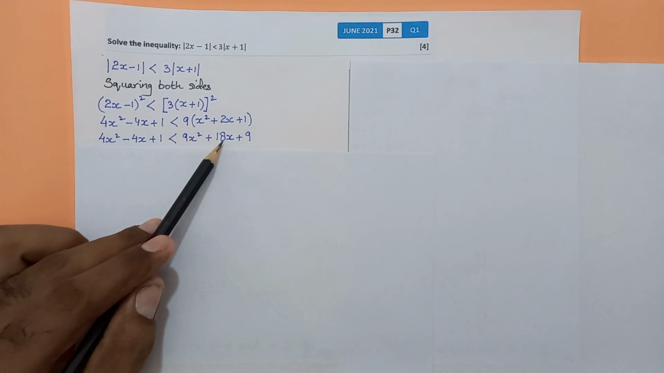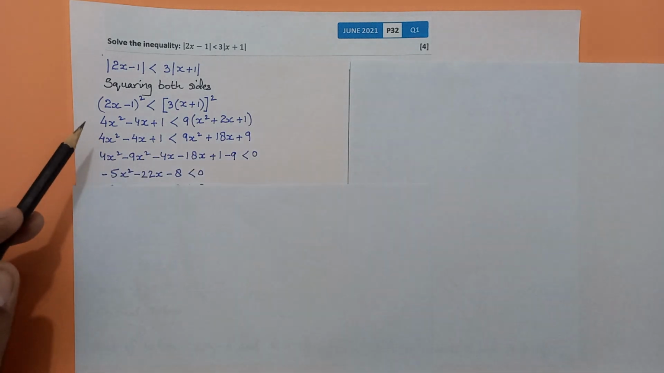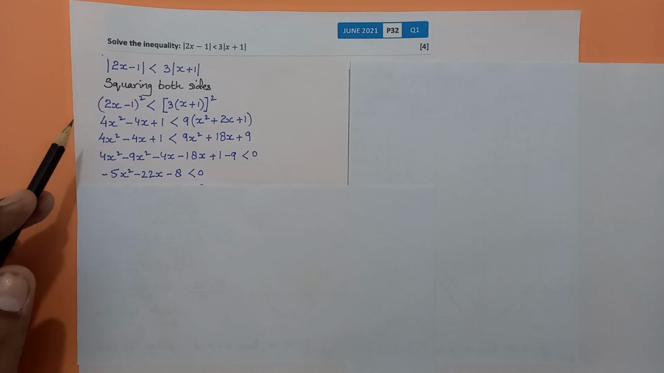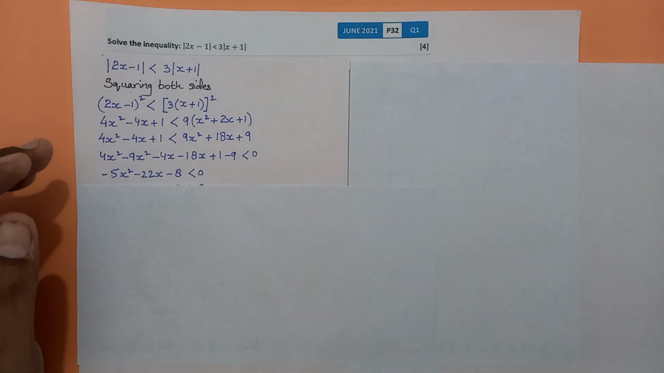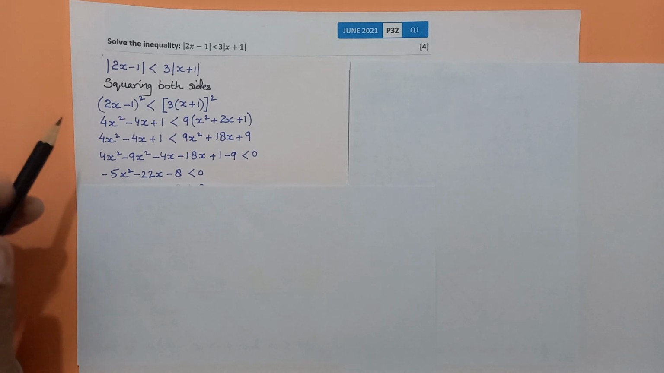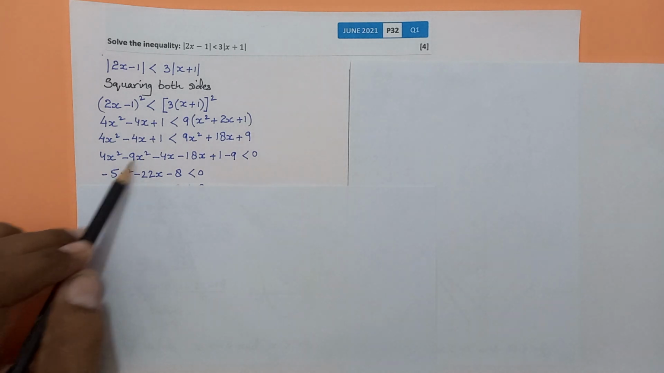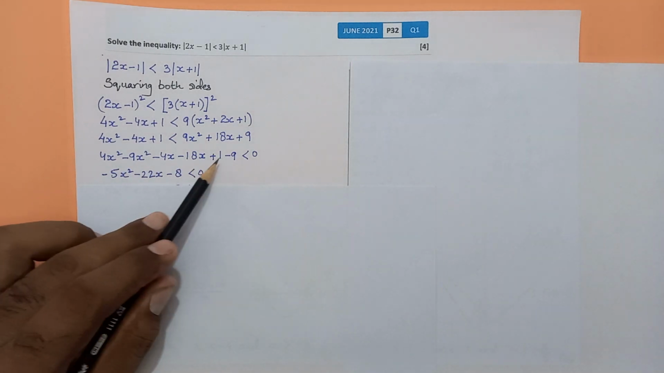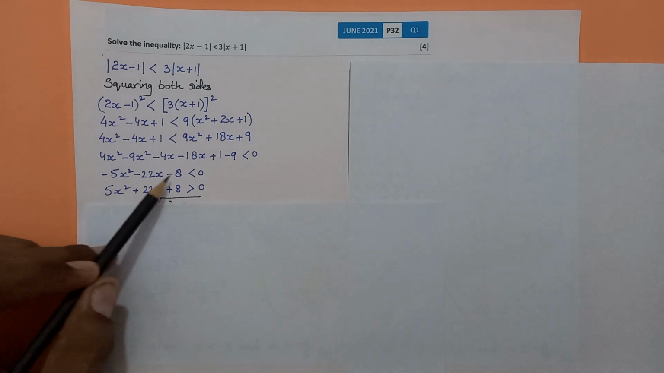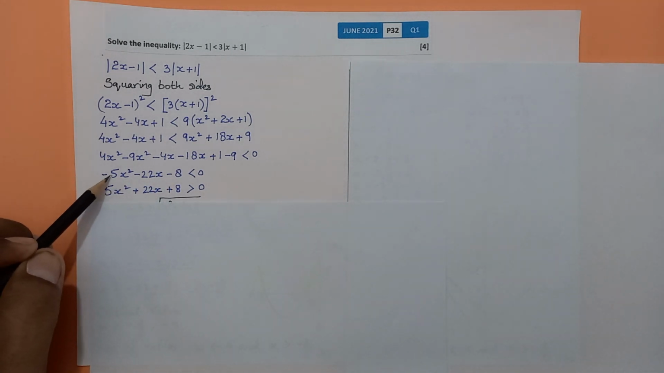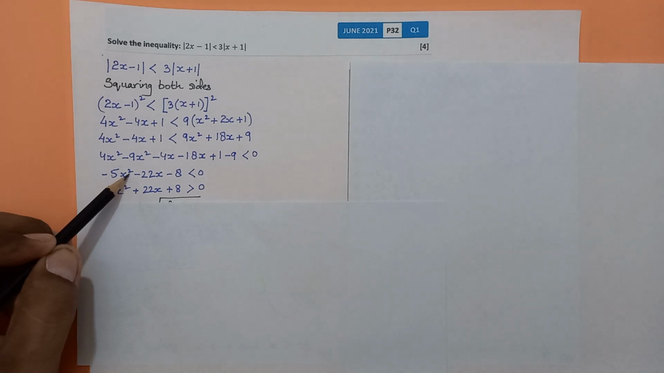Multiply by 9, and after multiplying rearrange them, add the like terms, that means x square with x square, x with x, a constant with constant, then simplify and convert it into a proper standard quadratic form, and finally we have this. As you can see, we had a quadratic equation with negative coefficient of x square.